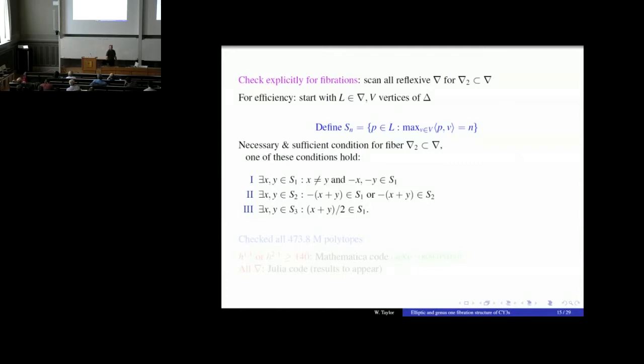Okay, so we checked all 474 million polytopes. We have a paper out some months ago where we used a simple Mathematica code to do this, and we did everything with H11 or H21 bigger than 140. More recently, we've redone the analysis using Julia, which is a bit faster. If you haven't used Julia, it's a fun language. It compiles just in time, so it's as fast as C, but it's as easy to program as Python. So we've checked all that, and I'll report now on some of those results.